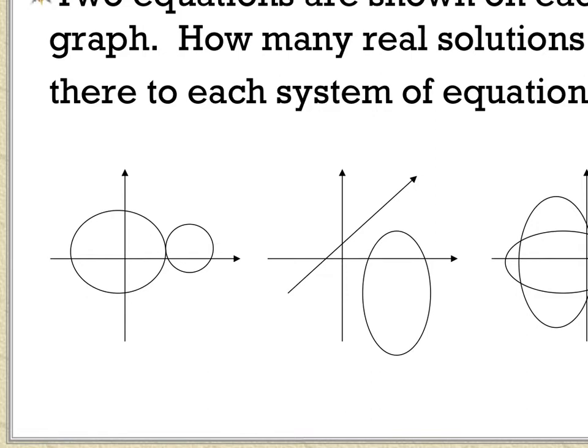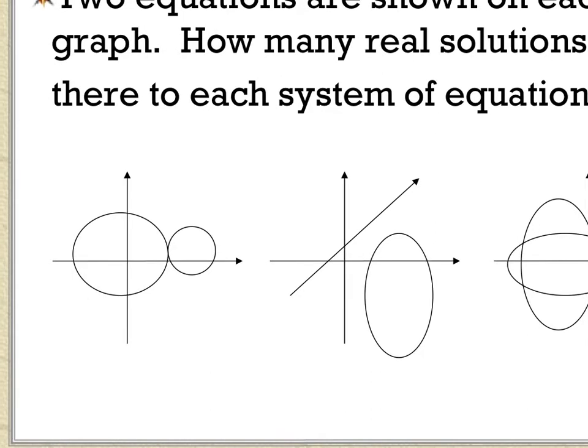So I look at this first one. We're going to say that these hit at exactly one point, and there's some sort of tangent line that goes through there. But this is one solution. So I look to see where they cross. We have a line and an ellipse. There's no crossing, so there is no solution.